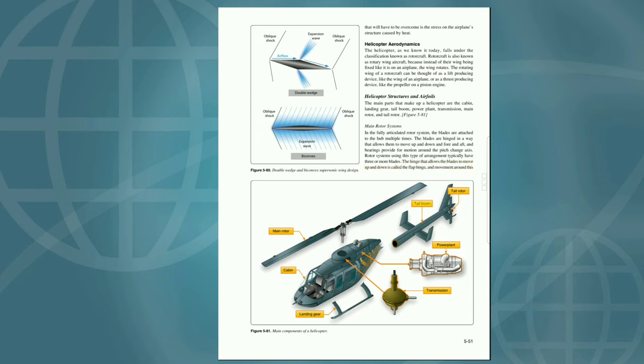Tail rotor, tail boom, main rotor, power plant, cabin, transmission, landing gear. Figure 5-81. Main components of a helicopter.